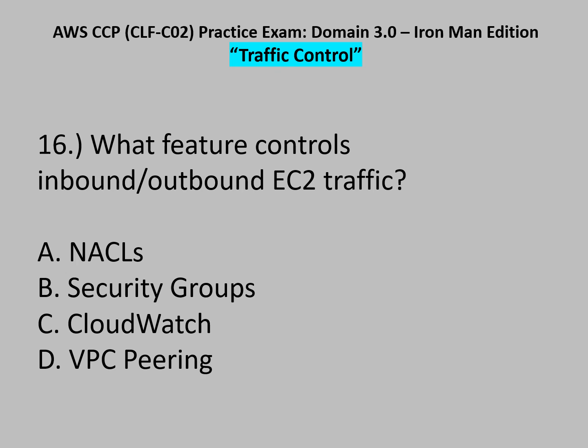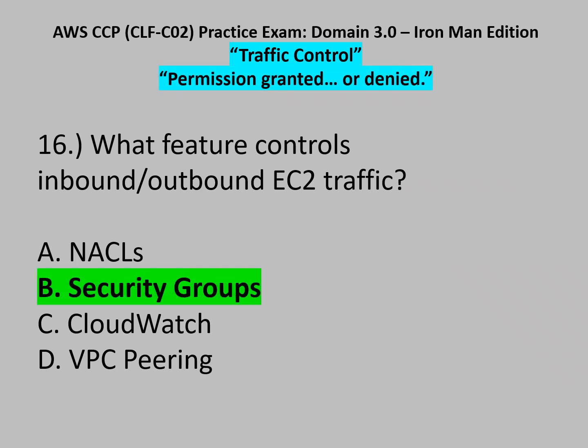Question 16. What feature controls inbound-outbound EC2 traffic? A. Network Access Control List. B. Security Groups. C. CloudWatch. D. VPC peering. The correct answer is B. Security Groups. Security groups allow or deny specific inbound and outbound traffic at an instance level.